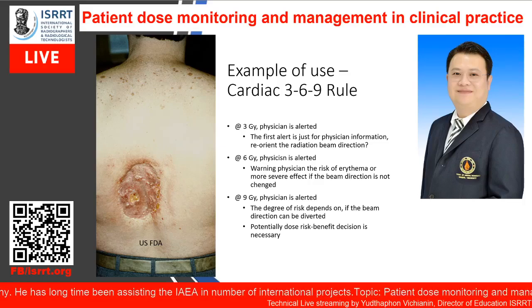But the point is, the 369 rule gives a warning to the physician. For example, the first warning at 3 gray, or 3000 milligray, alerts the physician. This is the first alert for the physician's information. Why? Because it is possible that the patient comes back for another procedure to fix something else. So if the patient comes back, the physician would know that the skin patch already has 3 grays.